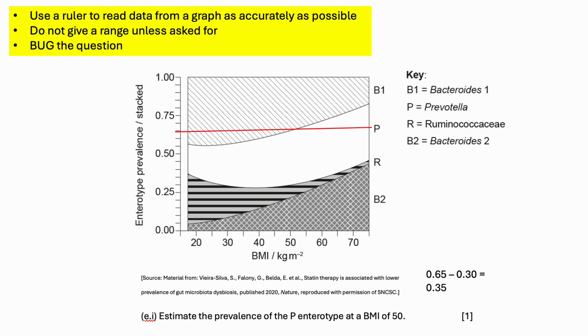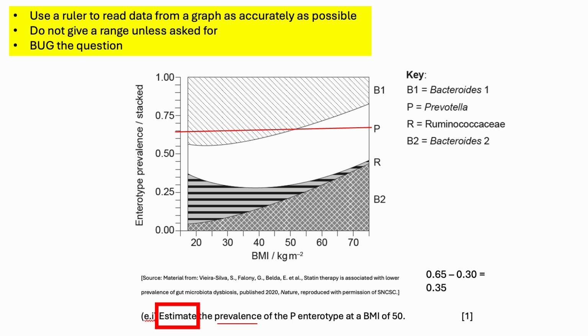Now, one of the main things I find that students do wrong is not getting their ruler out for these database questions. It may seem very simple, but it's so important. So here's a question. Read the question carefully and then make sure you're looking at the axes and the key as well. So I suggest you bug the question. Put a box around the command term. It's estimate. It's not asking you to give a range or say about.